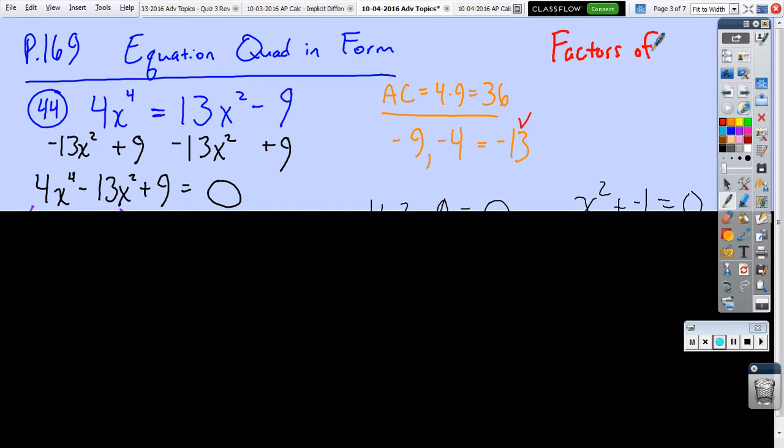So, factors of 36 that add to negative 13. This is the process when you do the AC method: factors of AC, which is 36, that add to B, which is negative 13. You go through, and if you listed all of them, you're only going to find the ones that work. There's only one pair that works, and that's negative 9 and negative 4.